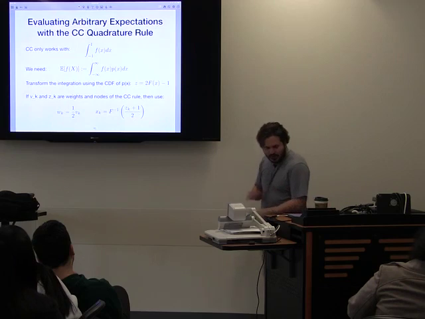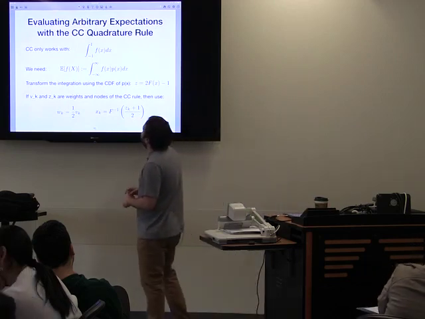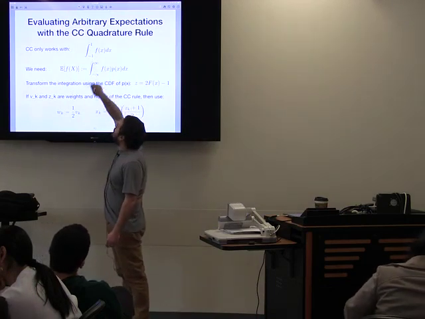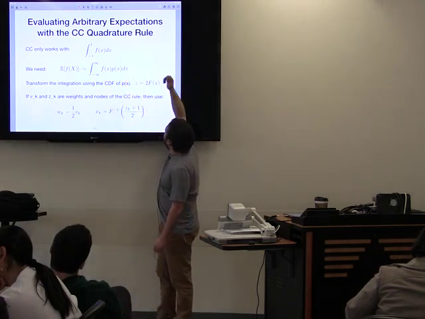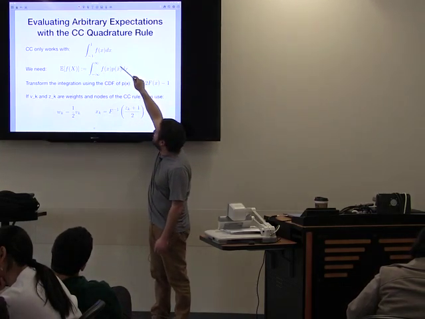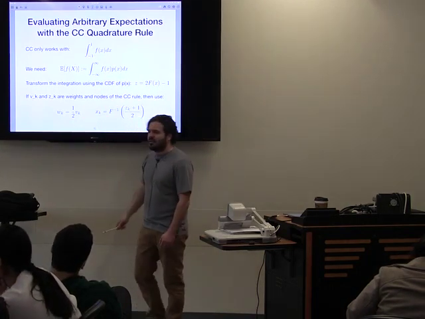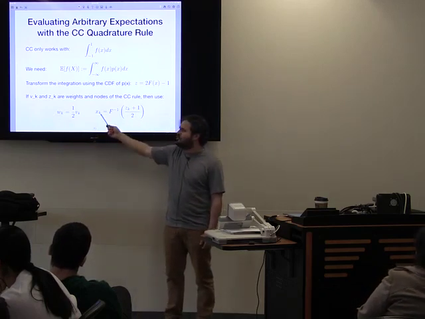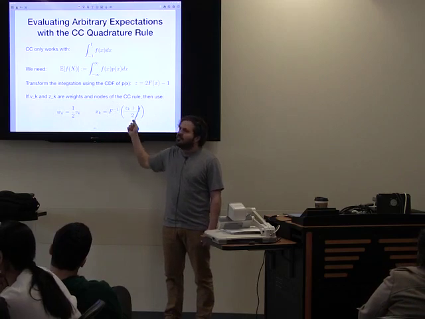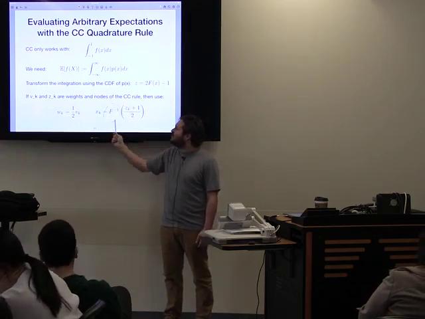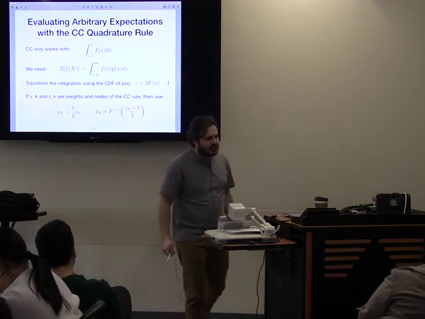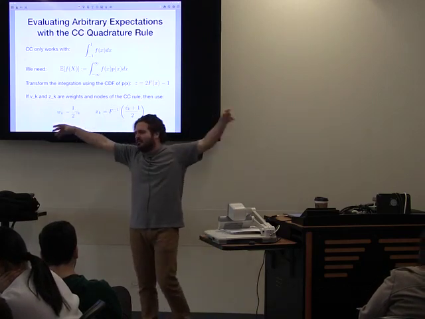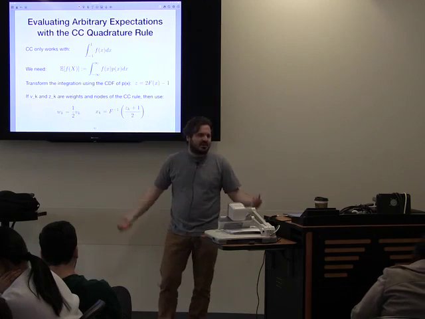Anyway, basically we have shown that if you have the CC rule here, you can use it to derive a quadrature rule for this integral, but the weights of the quadrature rule should be basically 1/2 the weights of the CC rule, and the quadrature nodes should be the quadrature nodes of the CC rule passed through the inverse CDF. Okay, so this will take nodes that are from minus 1 to 1, and it will actually spread them from minus infinity to plus infinity. That's all that's going to happen. Okay.